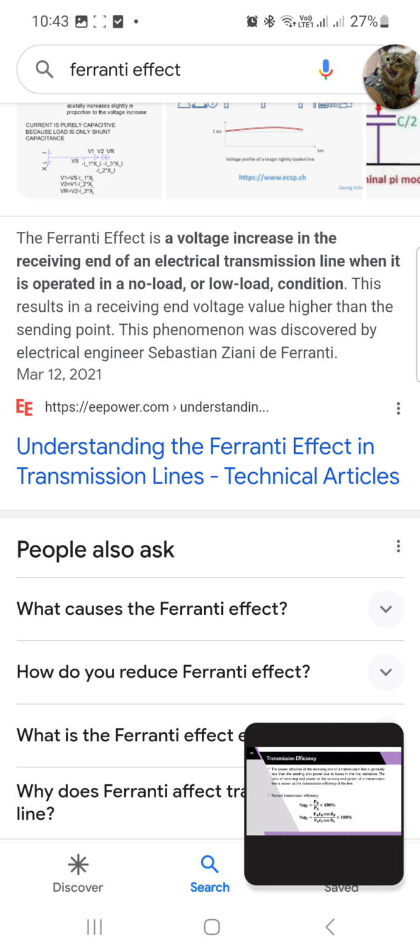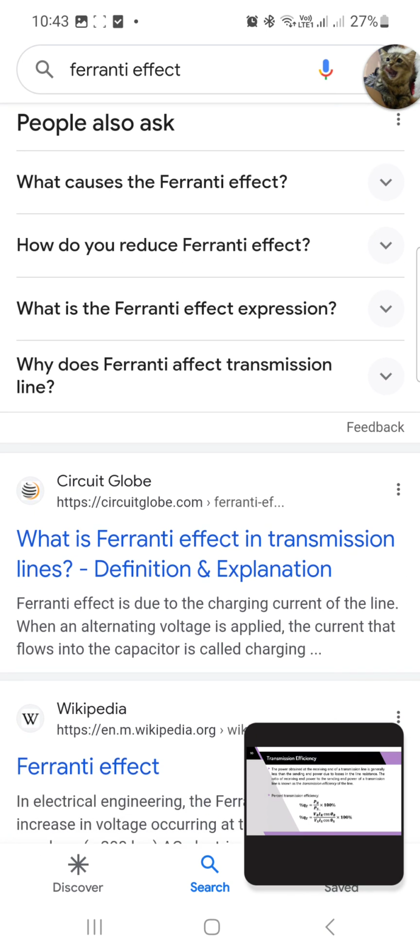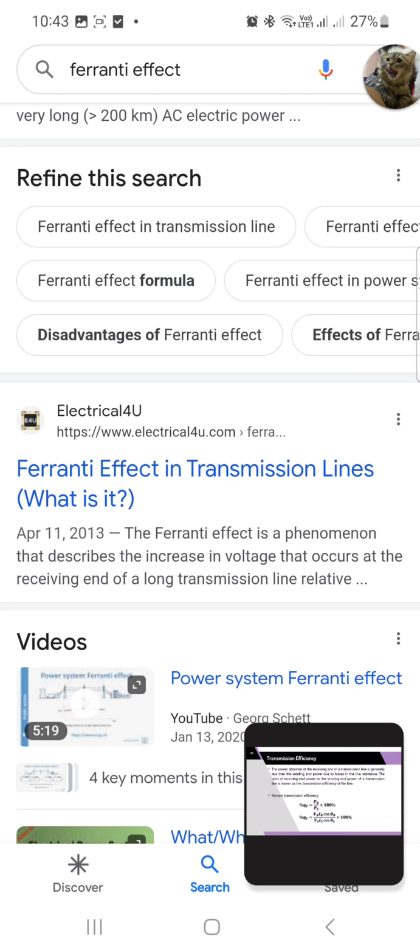So the Ferranti effect happens. Okay? Your VR becomes larger than your VS. But this is usually observed in lines that are open circuited. Okay, let's continue. Now, let's go to single phase short transmission lines. So all of our quantities are single phase. We don't have the square root of 3 here.